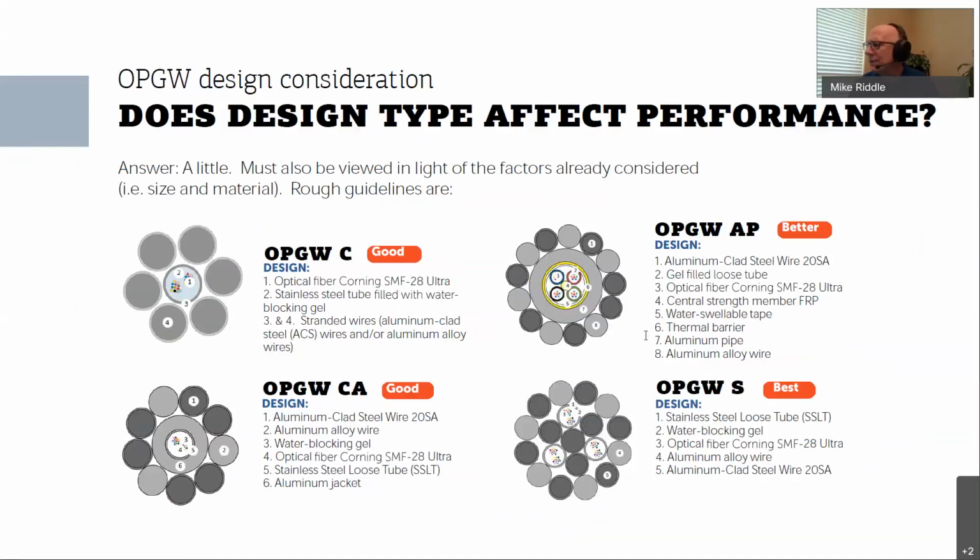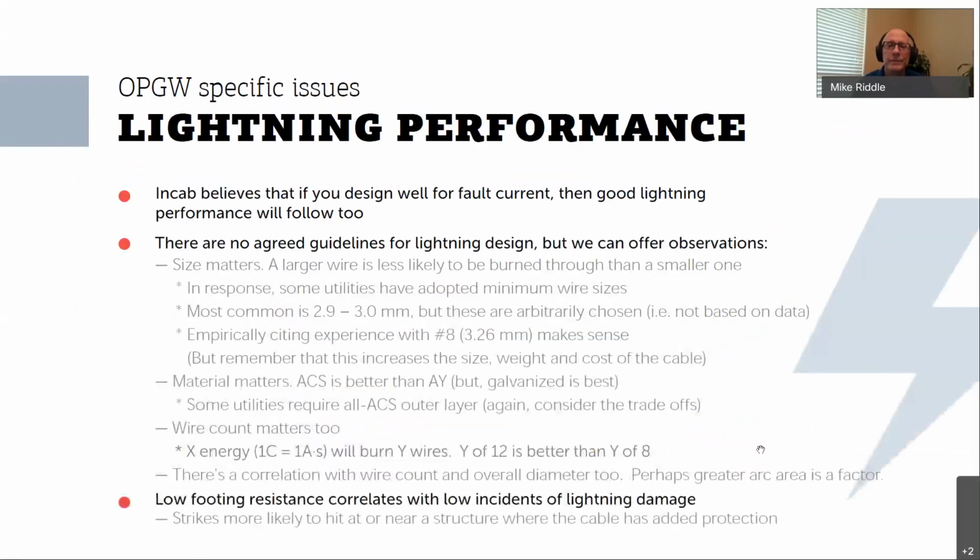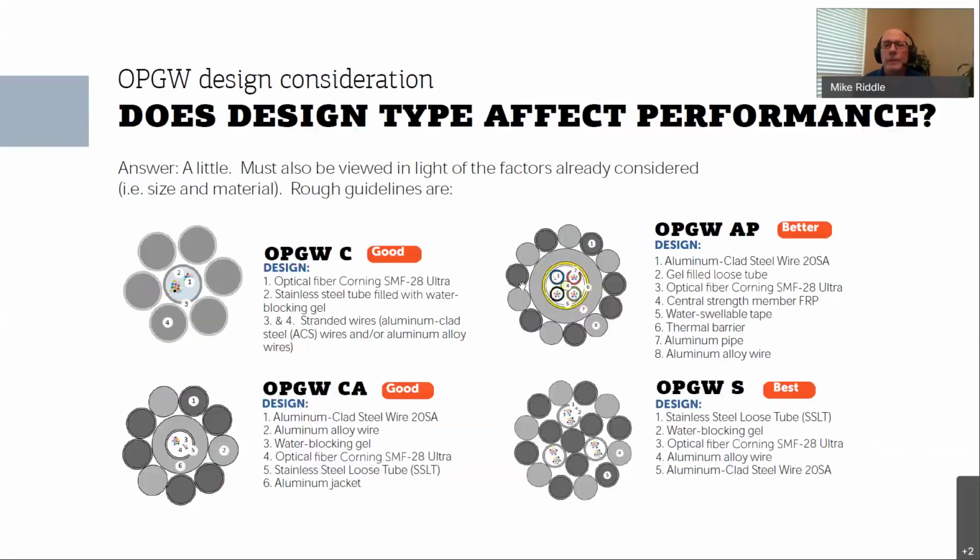So what about the design type? Is that important? And the answer is, yeah, a little, but you need to consider it in light of all the other factors we've discussed. So the center tube type cables are good. I think they provide acceptable lightning performance, but they tend to have lower wire counts on the outside. And remember this. Limited pipe type designs do a little bit better, and the best seems to be the stranded designs. These are rough, very rough guidelines though.